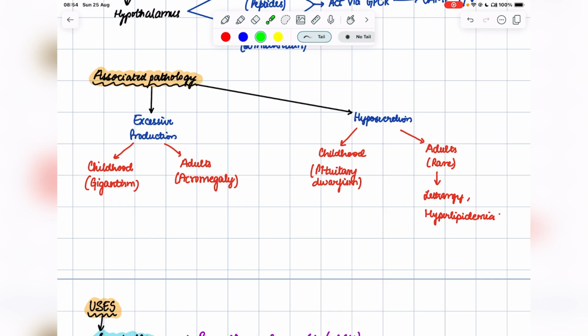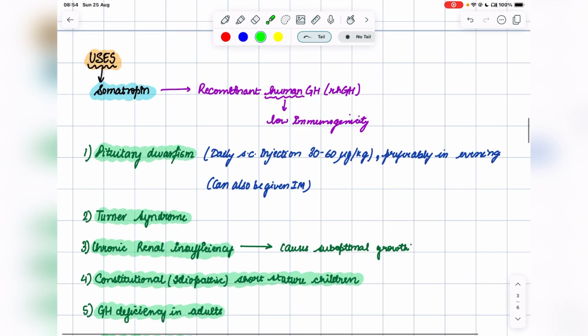Okay, so now coming to our major things that we have to use in exams that we need to understand, which is uses. So to understand the use, firstly you need to understand an analog known as somatropin.